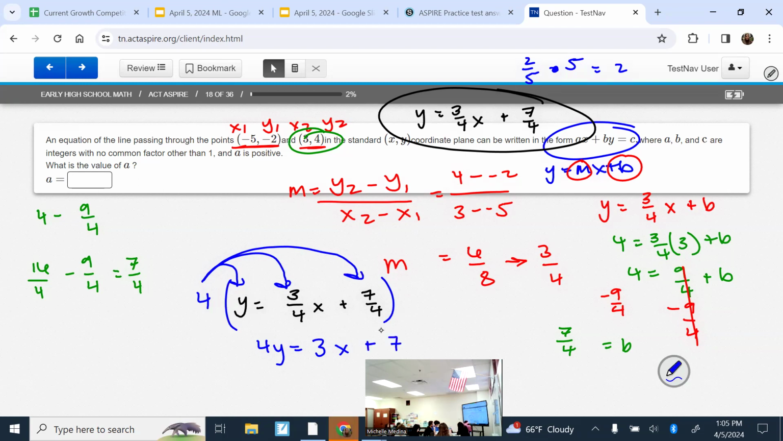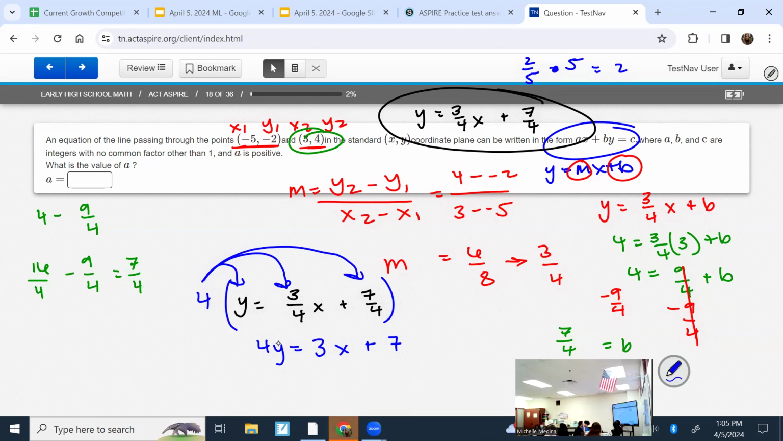Good. And now I could keep rearranging it to standard form, but I just need to know what a is for this problem. A is what's in front of the x. And in this problem, it happens to be 3. All right, maybe there's an easier way to do it if you've memorized standard form. But I don't do that. I just memorized linear, like y equals mx plus b.